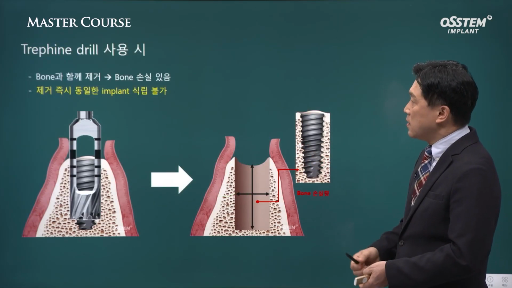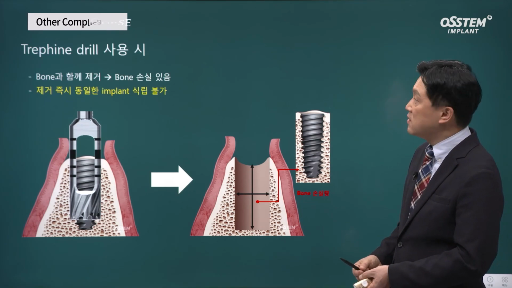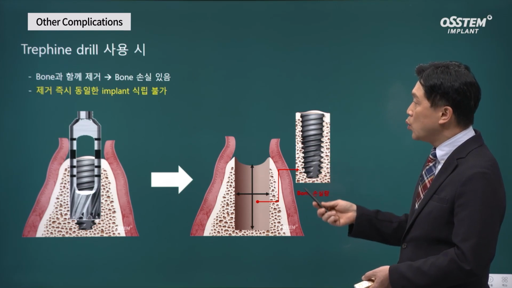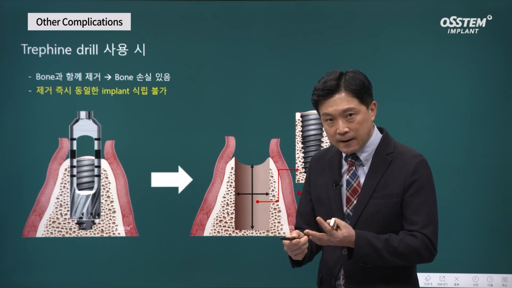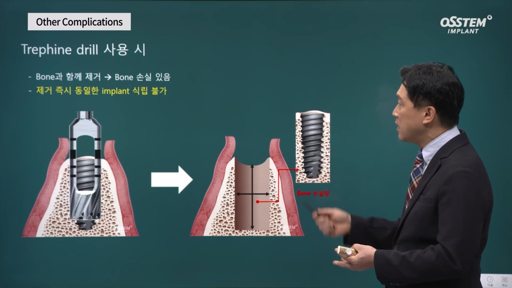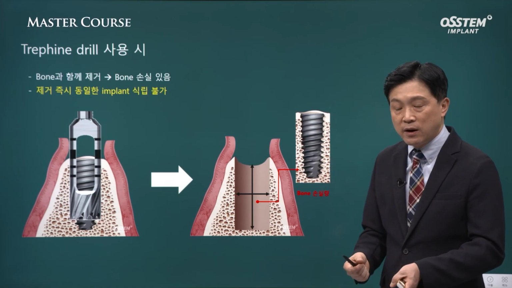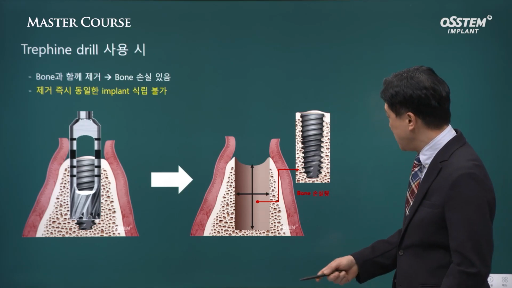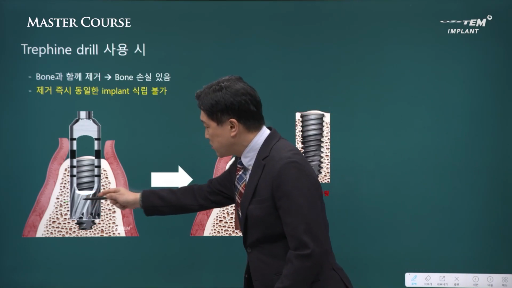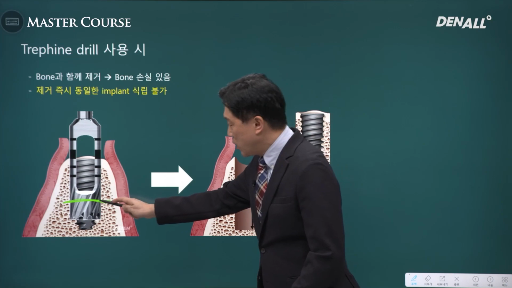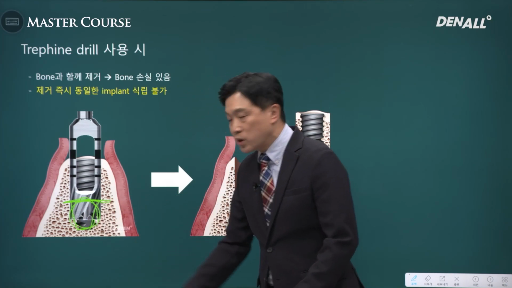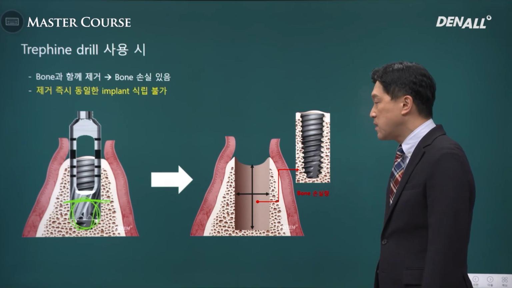Bone loss. This is inevitable when you use trapline drill. Hence, implant placement at the same time as implant removal is possible. However, you cannot use implant that is the same diameter. You need to use wider diameter implant. Also, I've mentioned earlier that you only drill up to 70%, so this part gets untouched, so you can get stability from the basal bone.